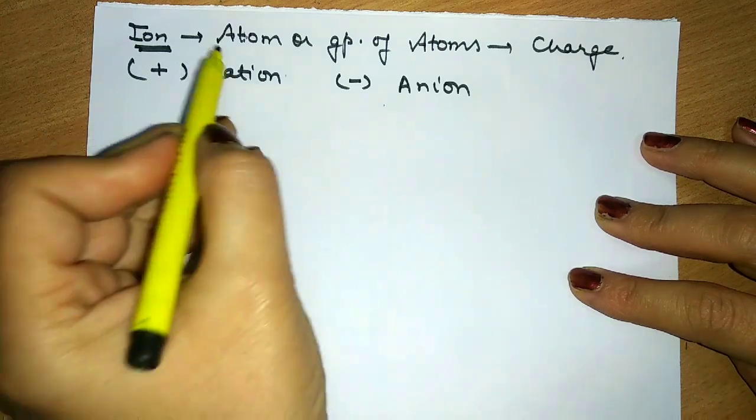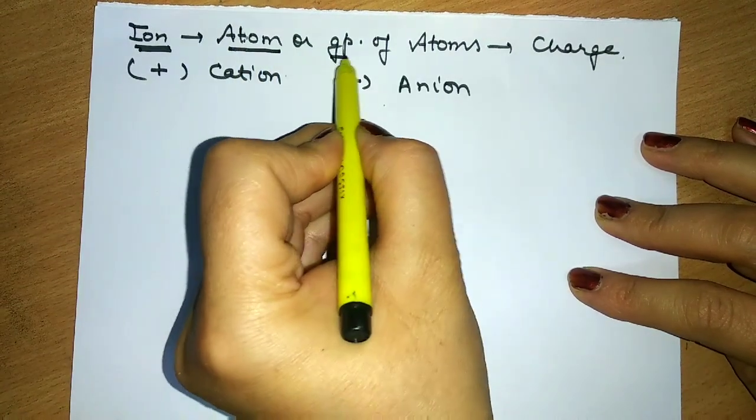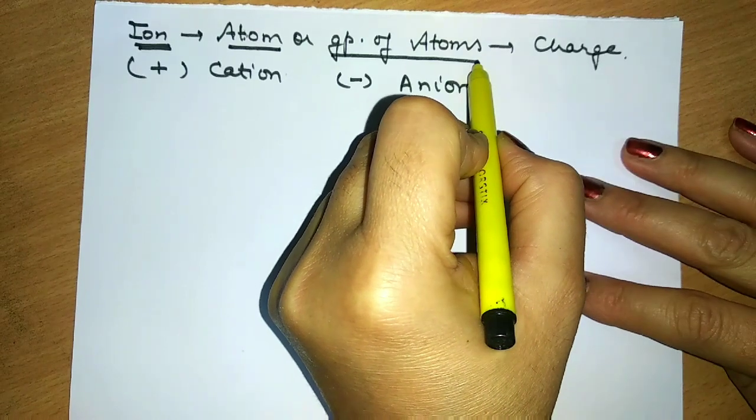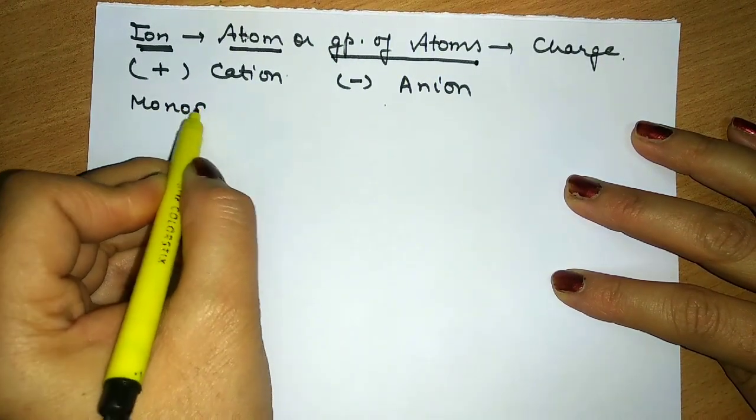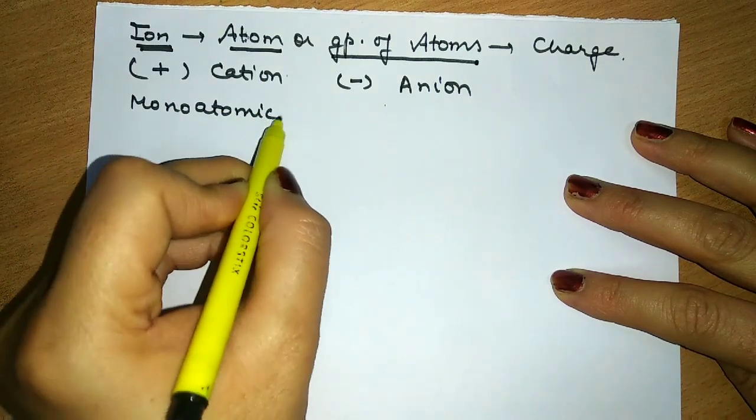Okay. So I have given you atom and I have told you it may be group of atoms. So if it is group of atom, if it is only atom, we'll be having monoatomic. That means only single atom is there.